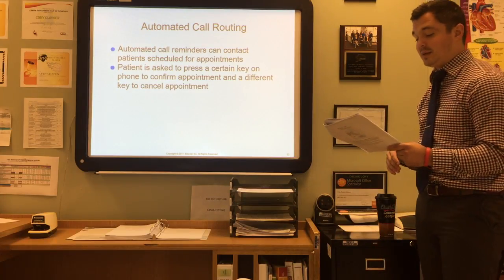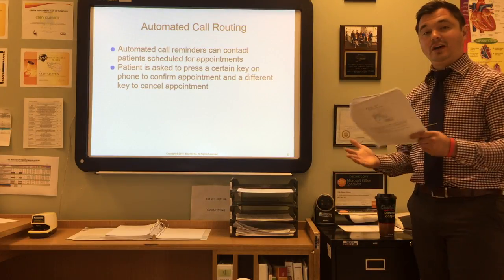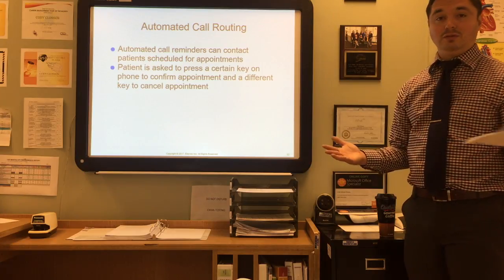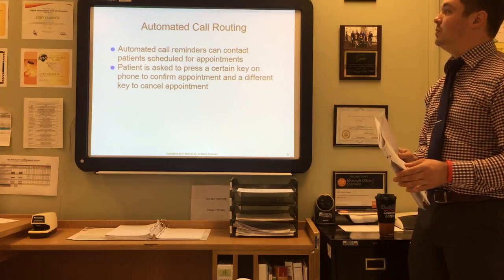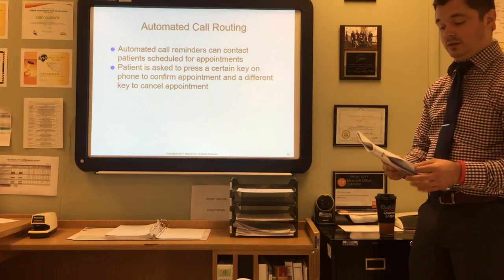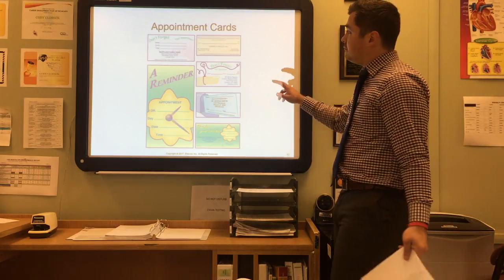The same tool can be used to send messages to patients, introduce a new provider to the office, or announce the availability of a new procedure. Okay, this is a really great tool to get out to your patients without having to physically make that call.